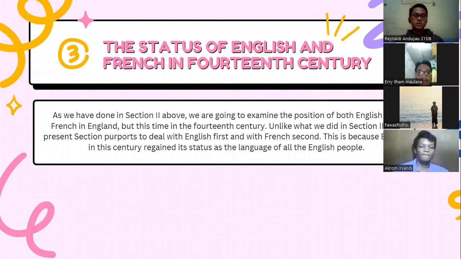The status of English and French in the 14th century. As we have done in section 2 above, we are going to examine the position of both English and French in England. But this time, in the 14th century, unlike what we did in section 2, the present section purports to deal with English first and with French second. This is because English in this century regained its status as the language of all the English people.